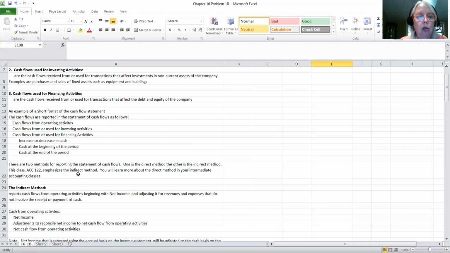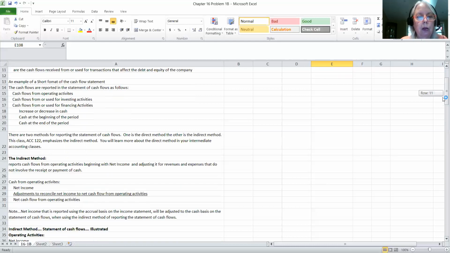In this class, we're going to emphasize the indirect method mainly because most companies use the indirect method, and you will learn more about the direct method in your intermediate class. So in this class, we're going to concentrate mainly on the indirect method of reporting cash flows.